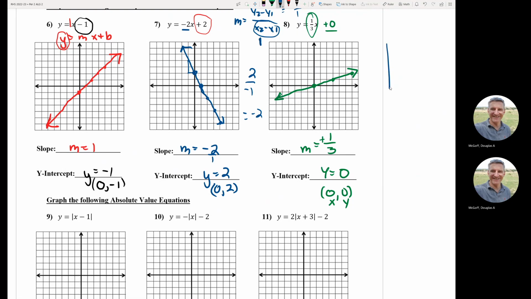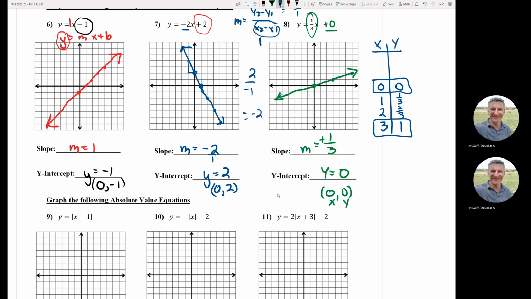The other thing you can do when you go to graph these, which will be more important on the next part, is create a t-table. We call that because it's shaped like the letter T. The first thing I can do is put in my y-intercept: when x equals 0, y equals 0. If x equals 1, 1/3 times 1 is 1/3. That's hard to graph. If x equals 2, 2/3, also hard to graph. But when x equals 3, 3 times 1/3 equals 1. So there's a good point to graph.